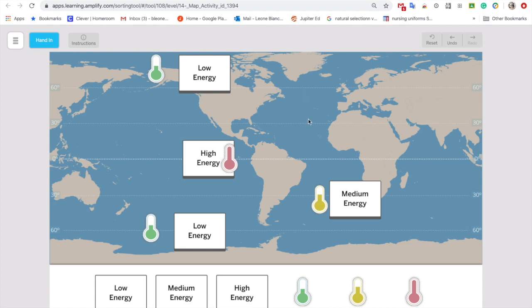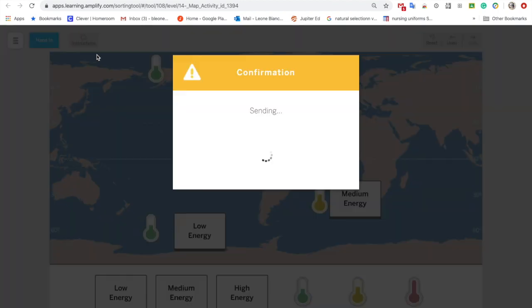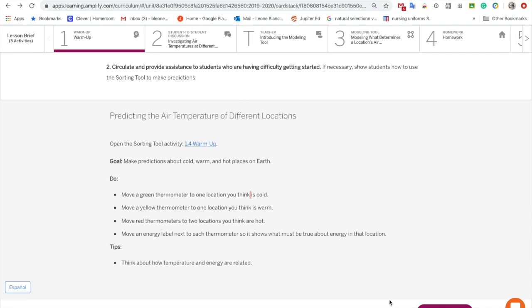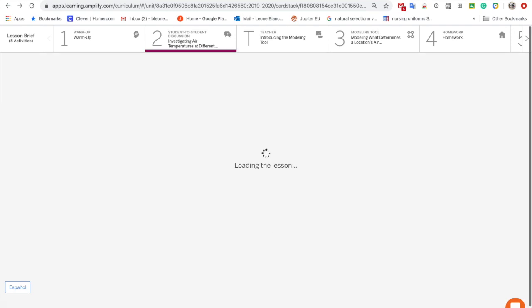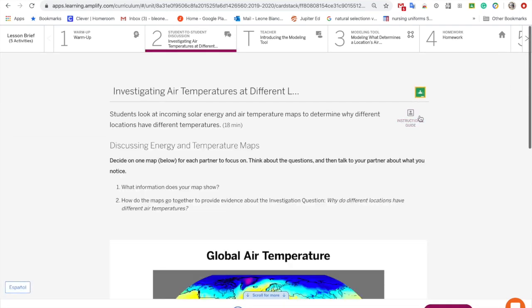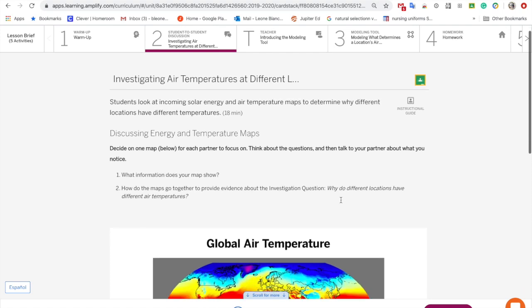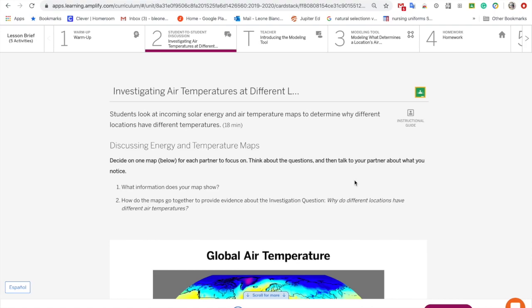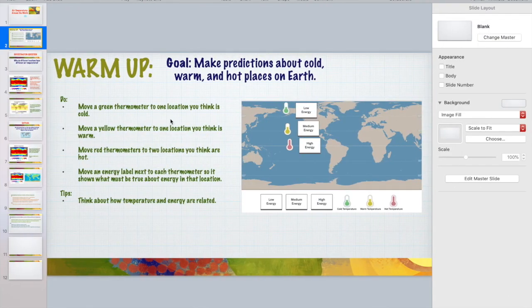You can add a couple more of different things that you wanted to add, and when you're done, just click hand in. Now, I would like you to click next activity, and you should lead yourself onto this screen right here. I'm going to go back to the slideshow just because I have made it much prettier on here.